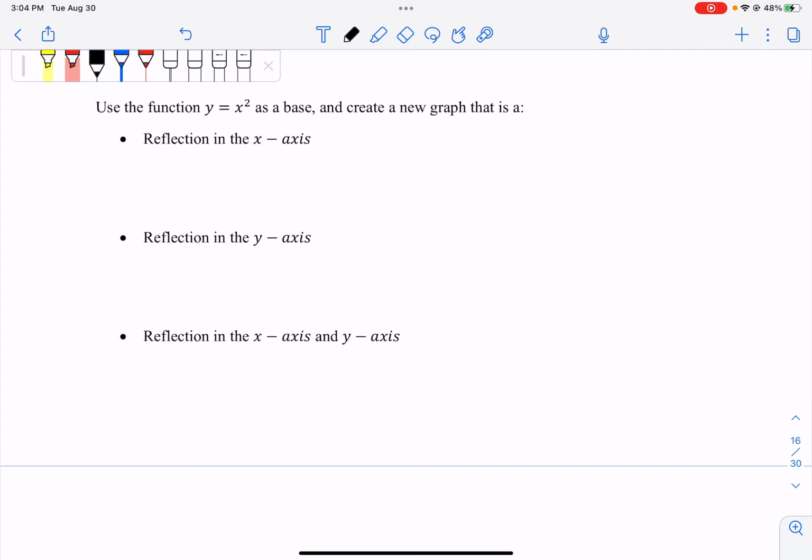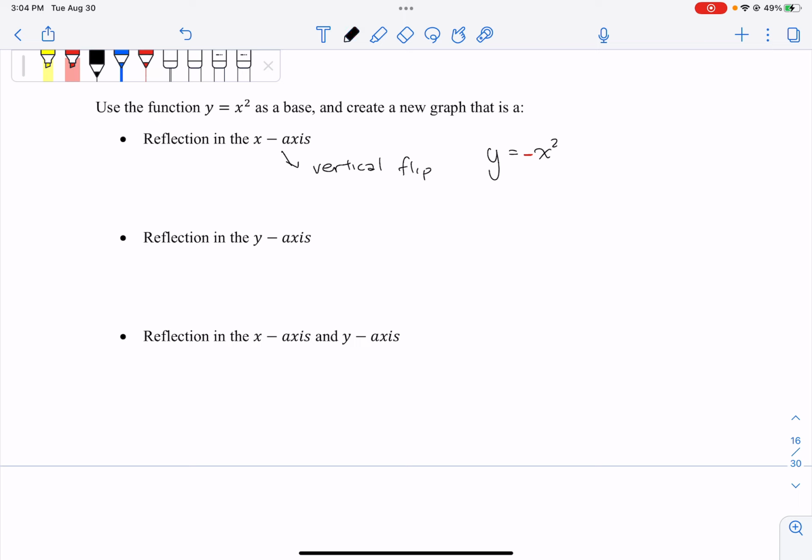All right, use the function y is equal to x squared as a base and create a new graph that is a reflection in the x-axis. Reflection in the x-axis means this is a vertical flip, which means we add the negative outside of the function. If the function is y is equal to x squared, then outside of the function we put a negative right on the outside.